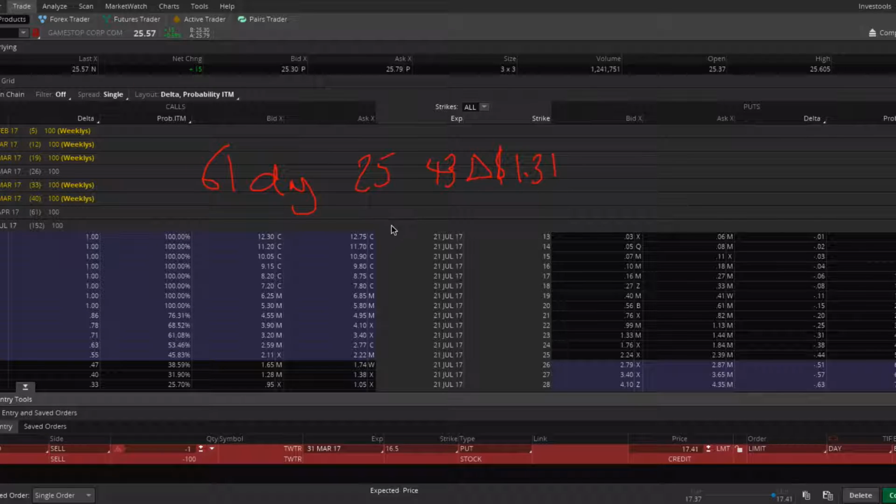So we'll look at July. It's 152 days. We've got the 25 is a 44 delta, and it is $2.24. So the same put at the same strike with almost the exact same delta costs more in the later expiration than in the earlier expiration. Now that should make perfect sense because you're paying for time. The more time it takes for the option to expire, the more you're going to pay. That is part of extrinsic value.